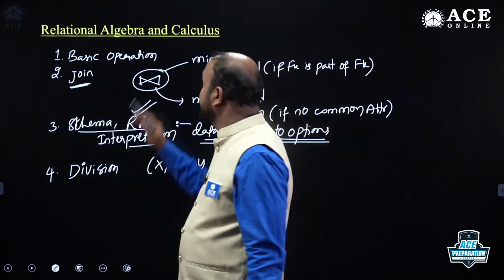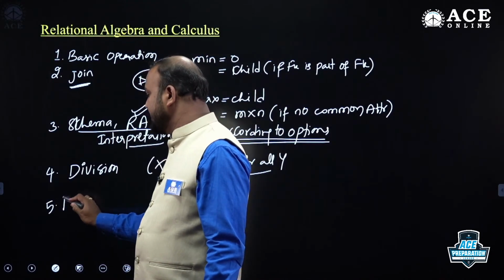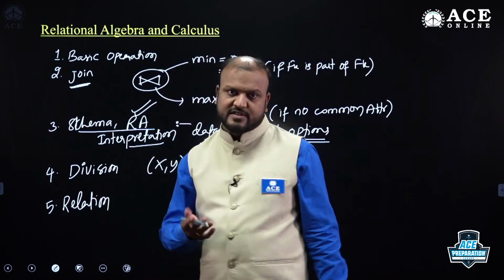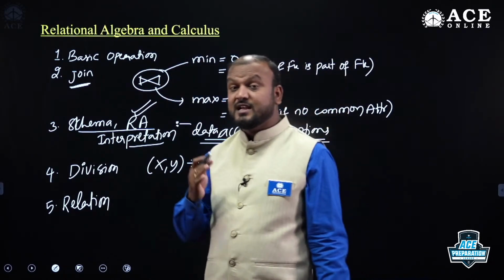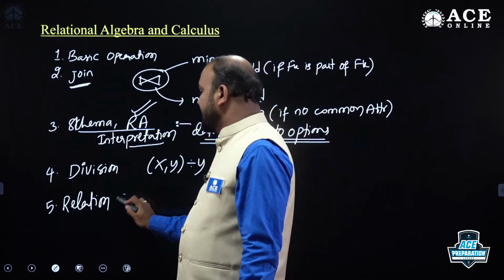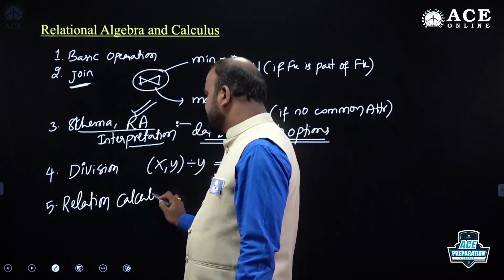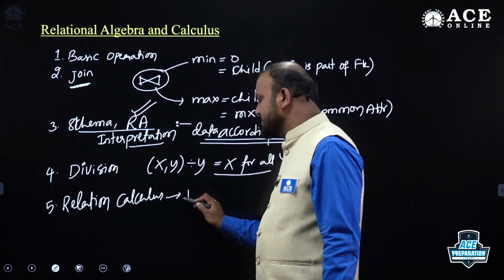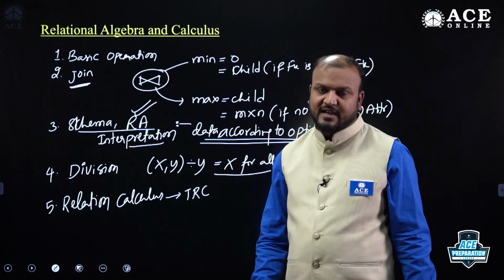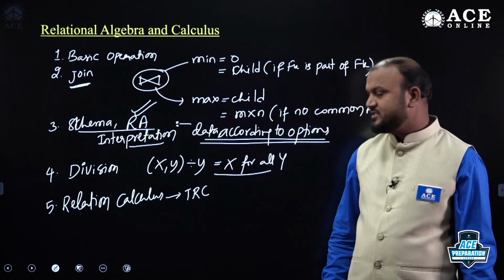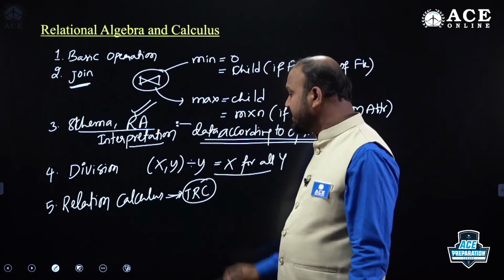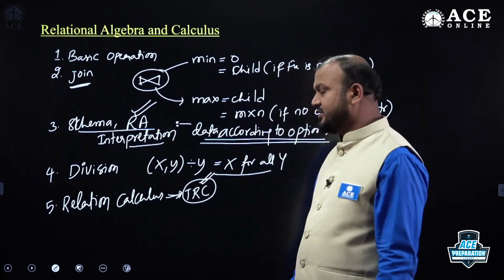And next, calculus. In relational calculus, very few questions are asked, but it is important, and if a question is asked, you should be in a position to answer it. Whatever questions you see in the previous GATE papers, most of them are on TRC, tuple relational calculus, instead of DRC. Hardly you may find one or two questions on DRC, but the majority are on tuple relational calculus.